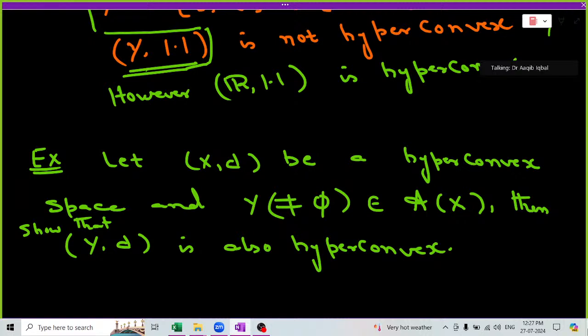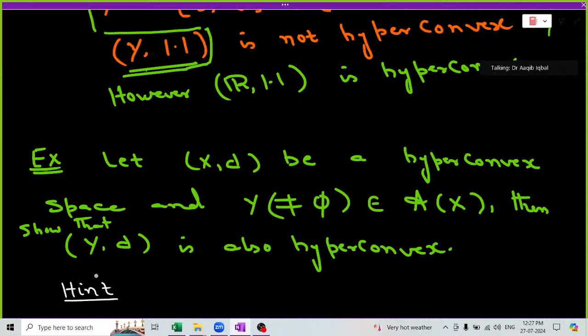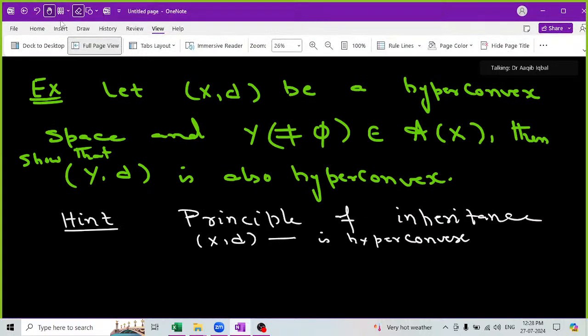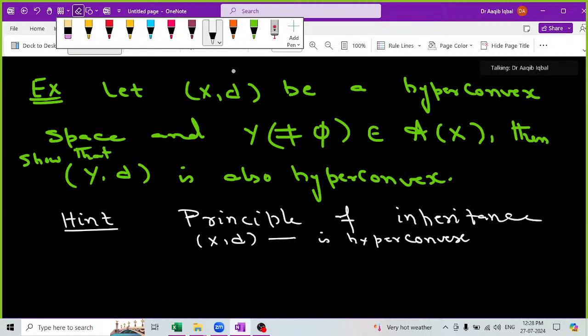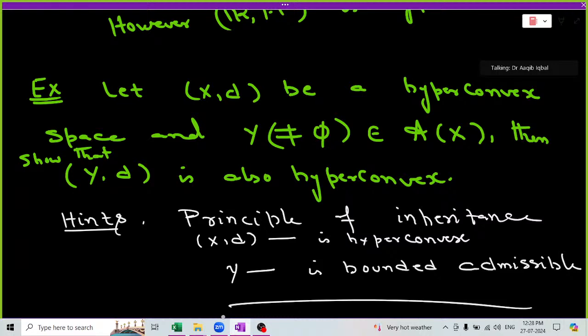सो इट्स एन एक्सरसाइज. इसके लिए 3 हिंट्स मैं दे रहा हूँ, यही जो मैं ज़बानी आपको बता रहा था. पहली चीज़, यू हैव टू यूज़ द प्रिंसिपल ऑफ इनहेरिटेंस. दूसरी चीज़, हाइपरकॉन्वेक्सिटी ऑफ (X, d). और तीसरी चीज़ जो आपने इस्तेमाल करनी है, वो ये फैक्ट है कि Y इज़ एडमिसिबल, Y इज़ बाउंडेड एडमिसिबल. हिंट्स, ठीक है, ये देख लीजिएगा.